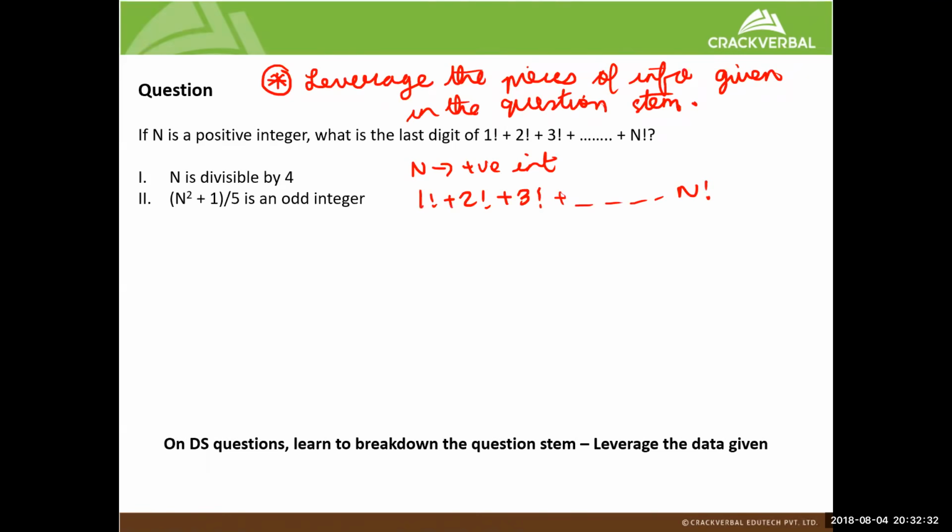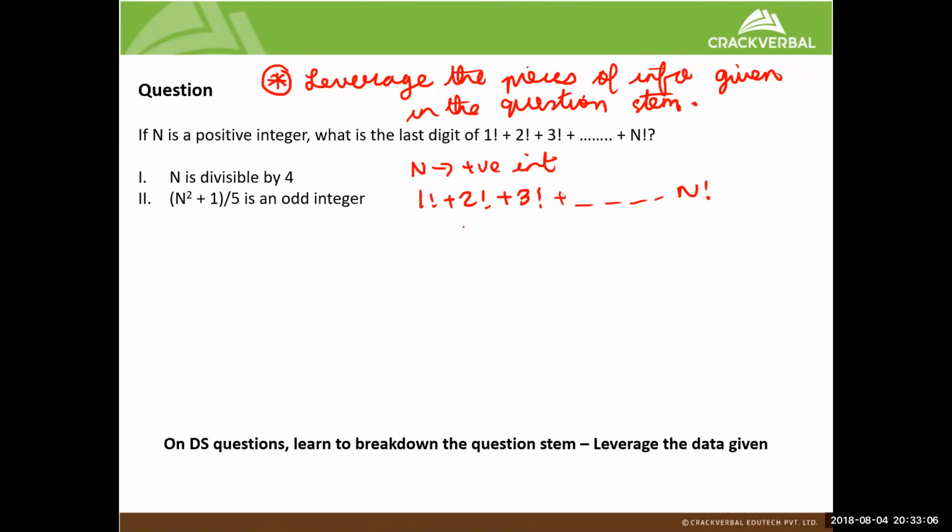For those of you who know how a factorial proceeds, any factorial greater than or equal to 5, inclusive of 5, will always have a units digit 0. Think about it, guys. When you split open that factorial, you're always going to get a 5 multiplied by 2, and 5 into 2 will always give you a 0 in the end. That's the concept that the question tests you on.